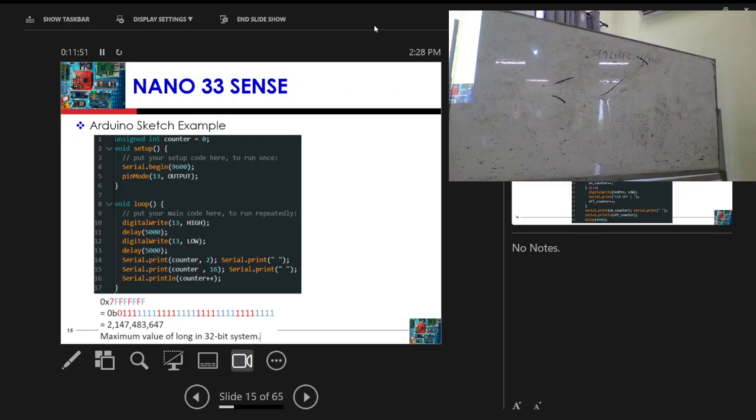Then after that, it does Serial.print. What does this line mean? I explained this the last time. Okay, it just represents a space. Then we do Serial.print counter comma 16. 16 means what? 16 base. It brings the hexadecimal value of the counter. Then Serial.print another space, and then the last one will just increment the counter by one.